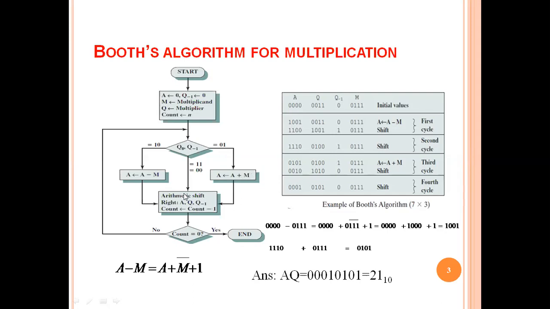And then again, we have to do the arithmetic shift operation, same as this. And then we have to go in this way until the loop completes. So this is the basic algorithm. Though from the basic algorithm, it is difficult to understand what is happening. So we'll go for one example, it will be clear.